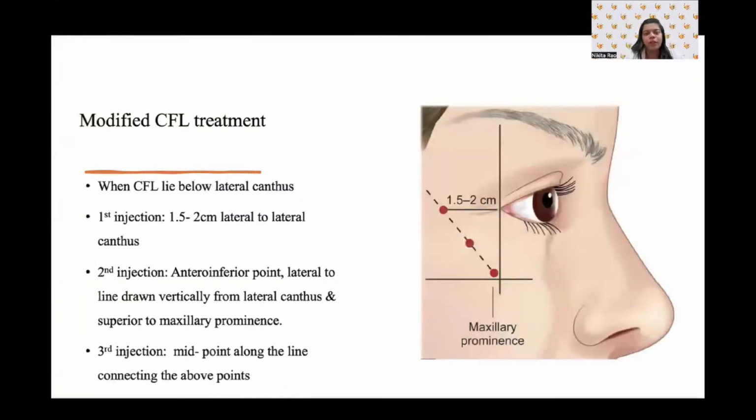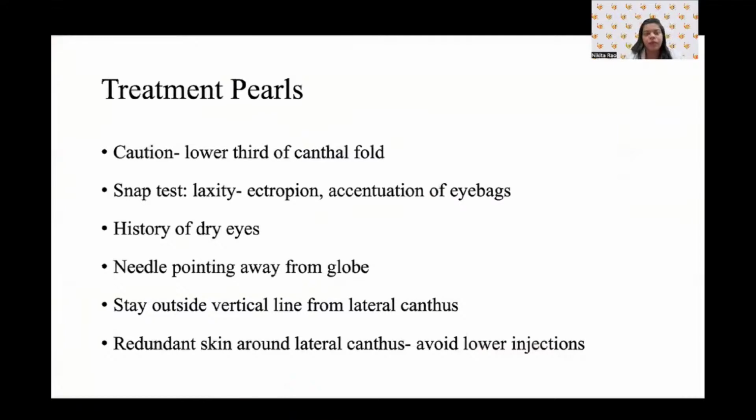Modified crow's feet line treatment is mainly when the crow's feet lines lie below the lateral canthus. The first injection is like the conventional injection, that is 1.5 to 2 centimeter lateral to the lateral canthus. The second injection point is the antero-inferior point, which is lateral to the line drawn vertically from the lateral canthus and superior to the maxillary prominence. The third injection is the midpoint between the first 2 points.